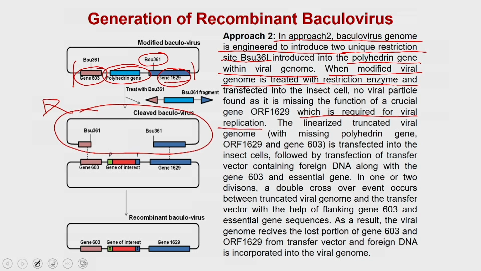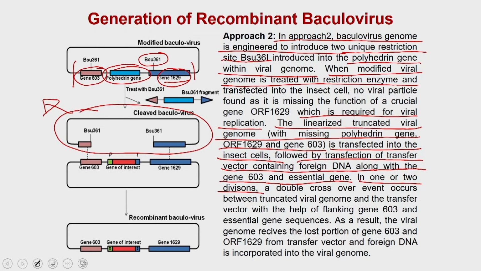Now, this linearized, truncated viral genome with the missing polyhedrin gene, ORF 1629 and the gene 603, is transfected into the insect cell, followed by transfection of the transfer vector containing the foreign DNA along with the gene 603 and the essential gene. Once they go through 1 or 2 cycles, this particular region is going to undergo homologous recombination, and this cassette is going to be replaced with that cassette.